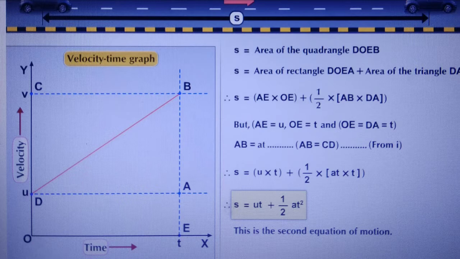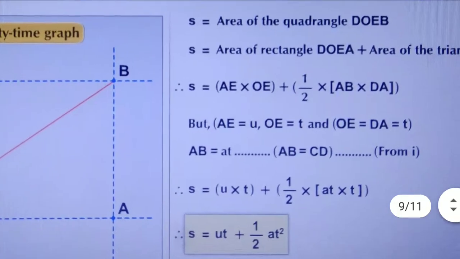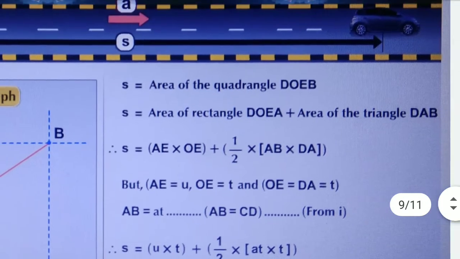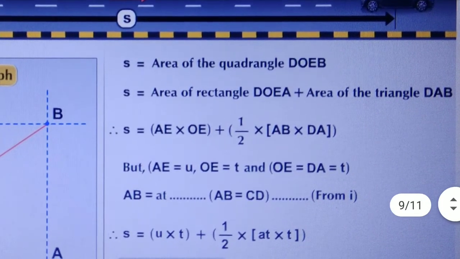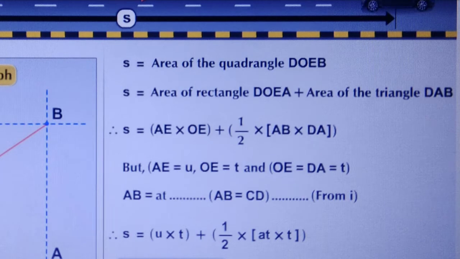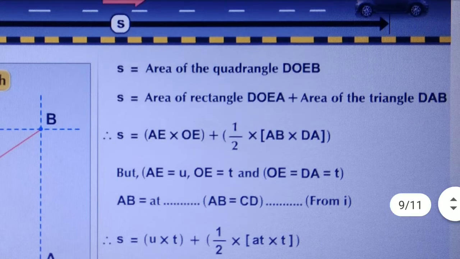Therefore, S is equal to area of the quadrangle DOEB. That is, S is equal to area of quadrangle DOEA plus area of the triangle DAB. You can also call that quadrilateral DOEB, but this quadrilateral is made with the help of rectangle and triangle, therefore it is called a quadrangle. S is equal to area of rectangle DOEA plus area of the triangle DAB.